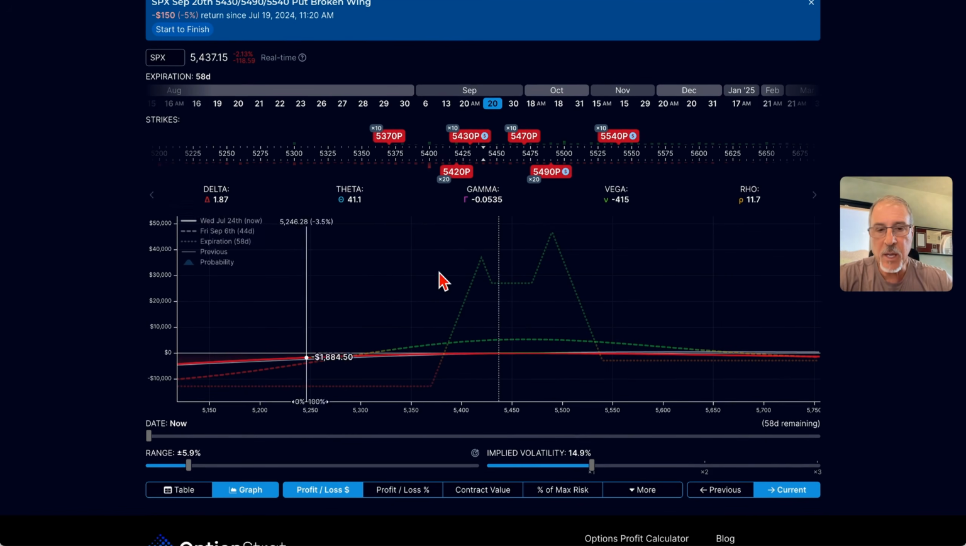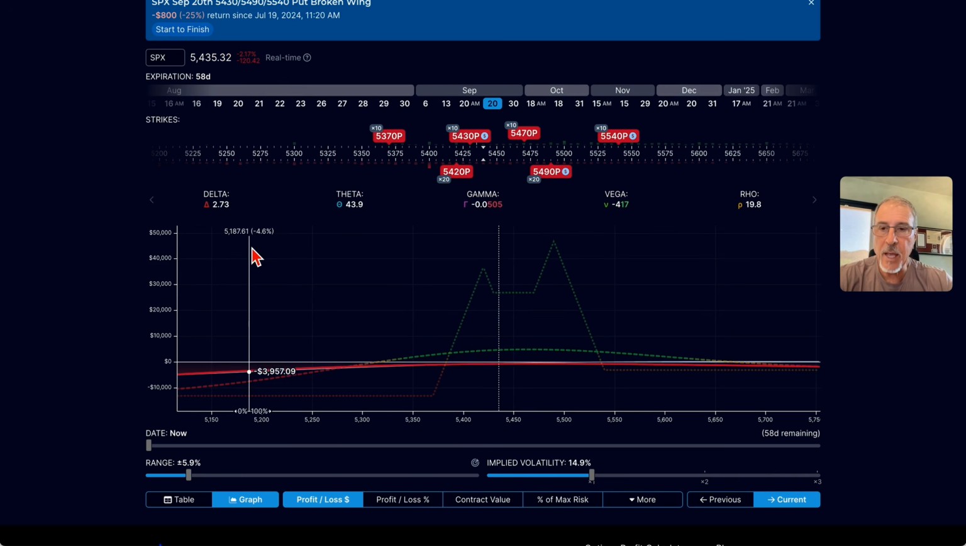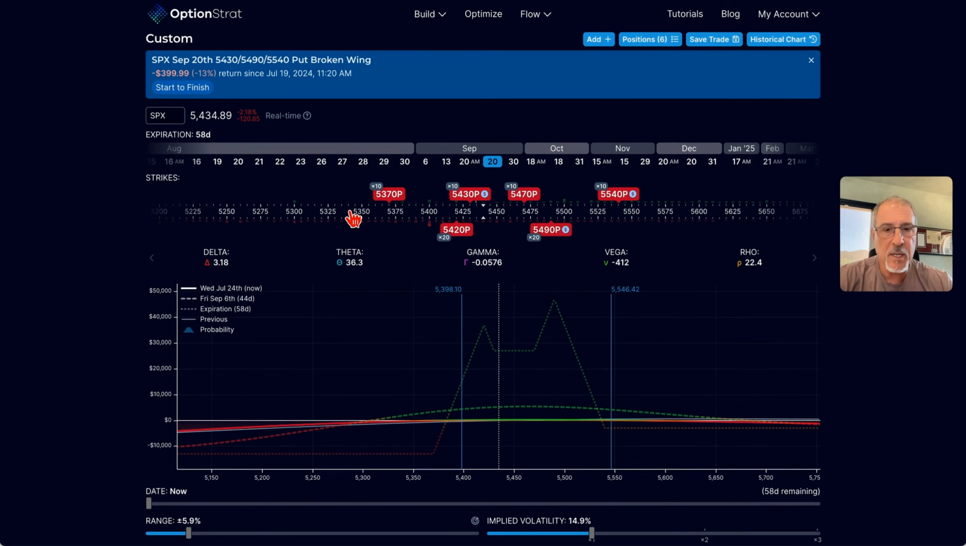And let's take a look and see what it does also to my delta. Basically it flattens my delta. If I don't have that second structure on there, we can see that I have 750 in positive delta. I've got 1470 in theta. By adding that in there, I am flattening my delta and I'm greatly improving my theta decay. So again, this is one of the things I like to do when the opportunity presents itself.